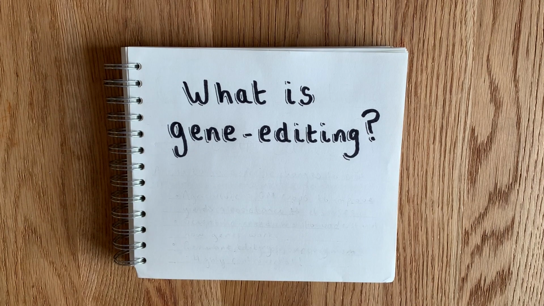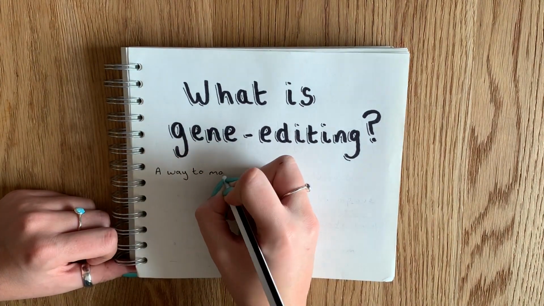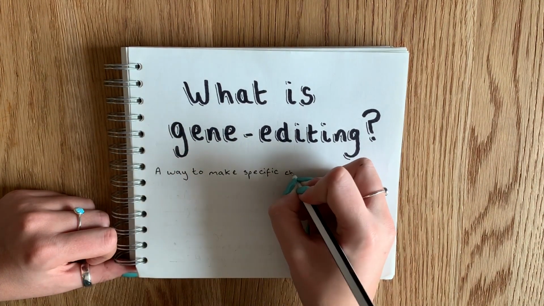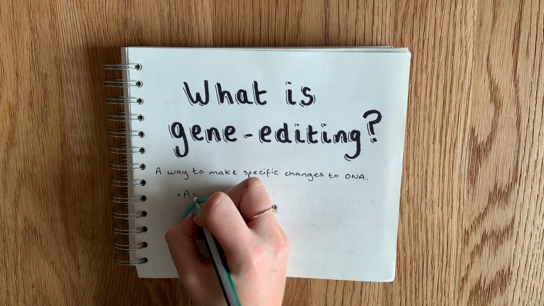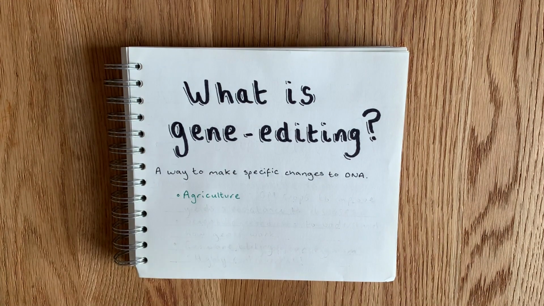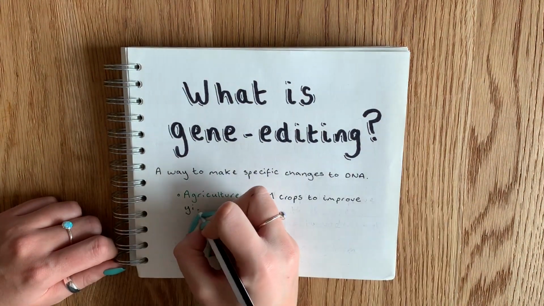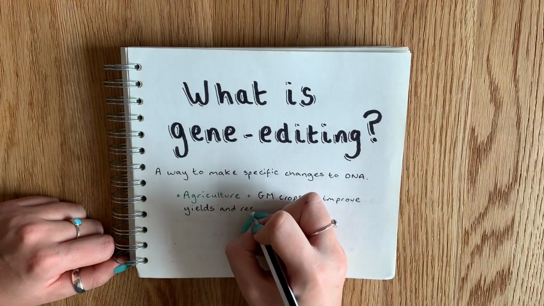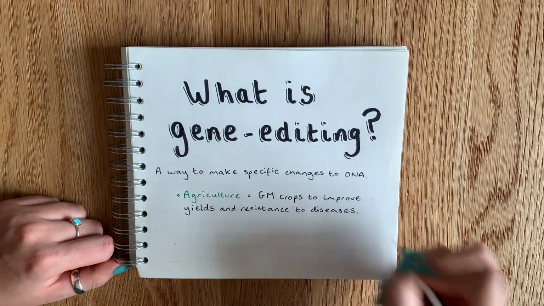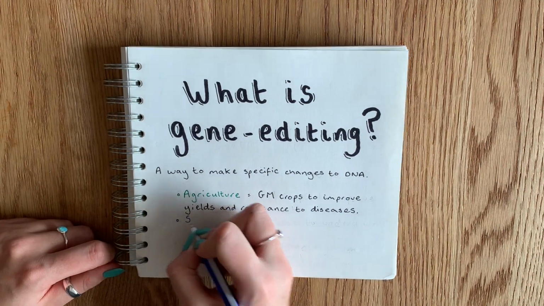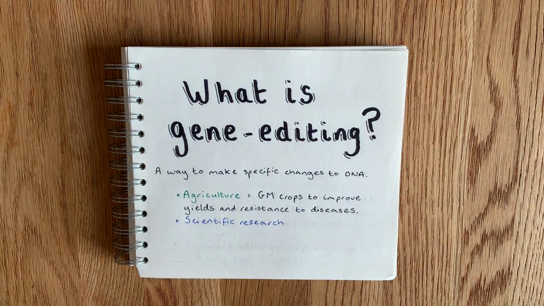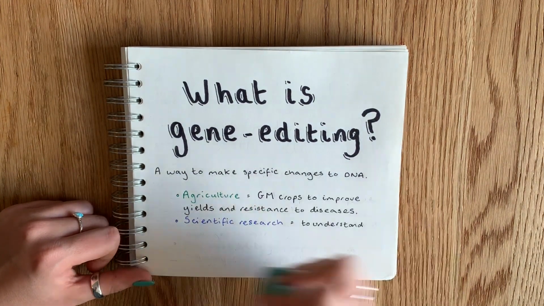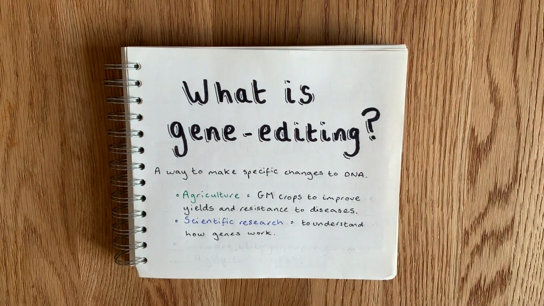Well, as its name suggests, gene editing is a way of making specific changes to DNA of a cell or an organism. Currently, genome editing is extensively used in agriculture, so our genetically modified crops, which are there to improve their yield and resistance to any disease or drought, for instance. And it's also used by scientific researchers in the lab because it allows you to make changes to specific genes, and then you can try and figure out how these genes are working and what effects the changes might make.